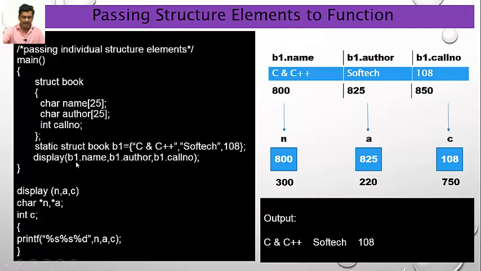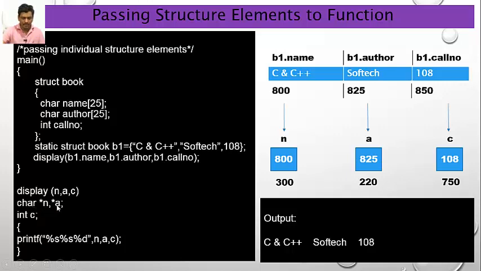b1.name gives the base address of that array, that is, the starting address of that array, which is 800. That 800 is a character address. So in the formal argument, we declare a character pointer variable. Then b1.author also represents the starting address of that array. So 825 is also a character address. So in the receiving area, that is the formal argument, a is also a character pointer variable.